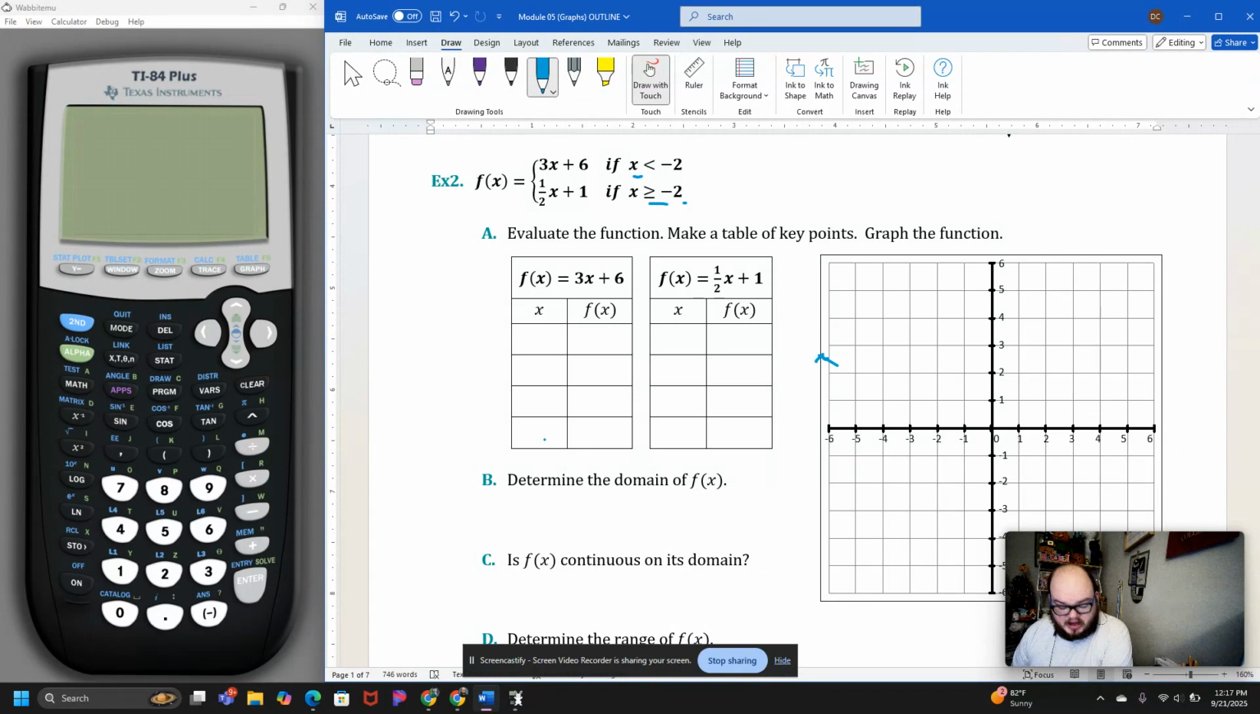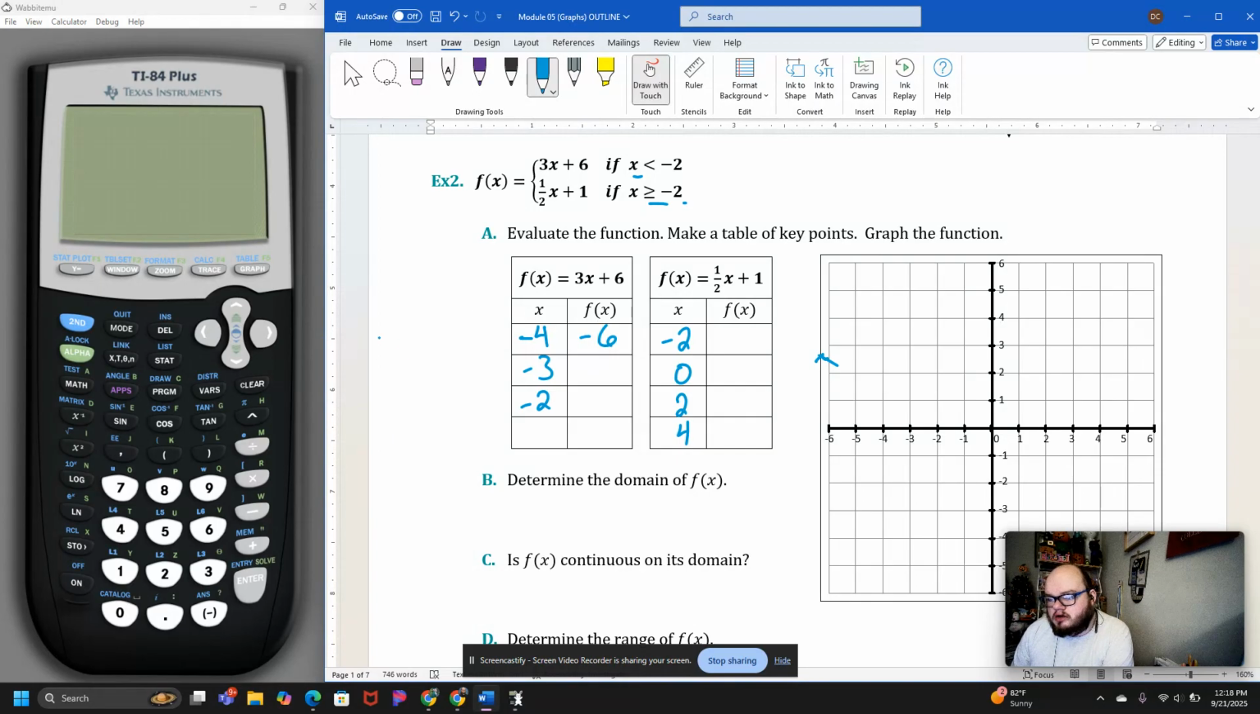I need to fill in this table of values. Let's say I just want to start with -4. Let's plug in -4. 3 times -4 is -12, and -12 plus 6 is -6. Then let's say I want to do -3 and -2 as well, and then for this other piece we'll do -2, then 0, and then 2 and 4. That way we've done the negative side and the positive side between the two functions, starting and stopping at the same place.